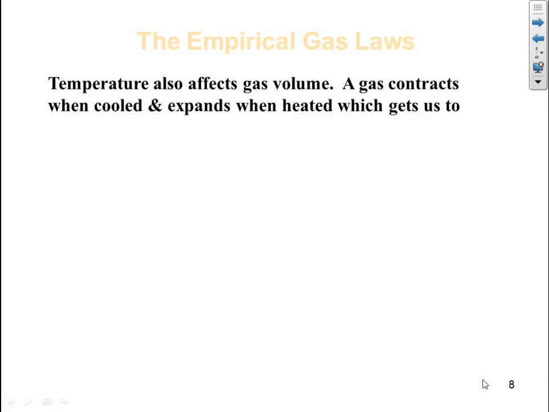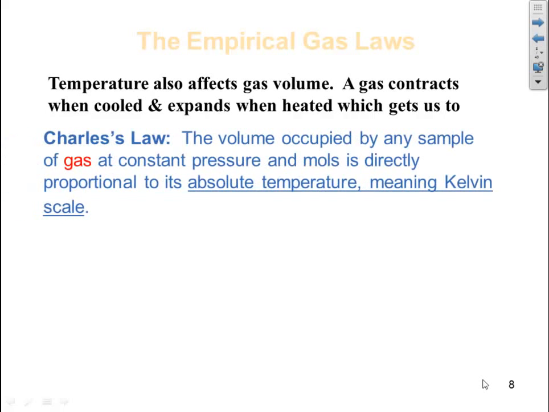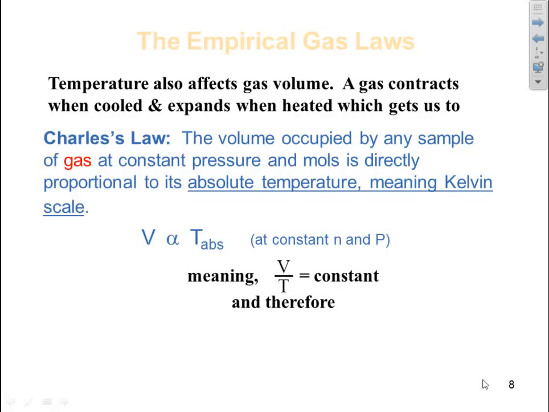Temperature also affects gas volume. A gas contracts when cooled, and expands when heated, which gets us to Charles's law. The volume occupied by any sample of gas at constant pressure in moles is directly proportional to its absolute temperature, meaning the Kelvin scale. Volume is proportional to temperature at constant number of moles and pressure, meaning V over T is equal to some constant.